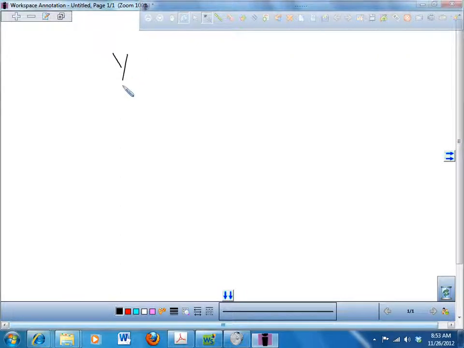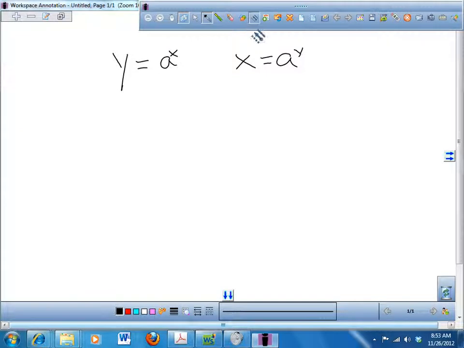So if you know that y equals a to the x, we're learning about logarithms, then the inverse of that would look something like x equals a to the y. Remember that? Okay? And so that's all a logarithm is. It's the inverse of an exponential function. This, by the way, is called a logarithm.